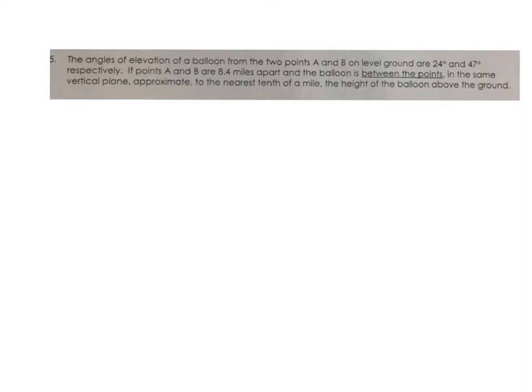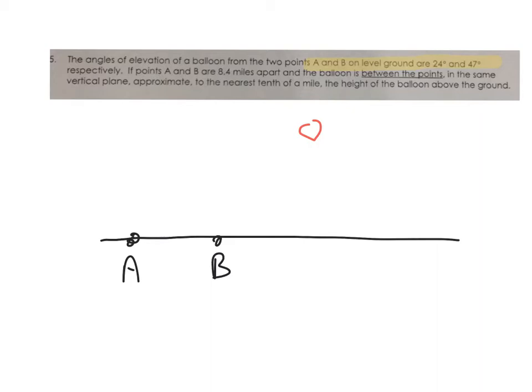Problem 5: the angles of elevation of a balloon from 2 points A and B on level ground are 24 degrees and 47 degrees. A lot of times when you read these questions, you'll start to draw your diagram, so I'm going to do that. I have my balloon up in the air, and then I have 2 points on the ground, A and B, and it says the angles of elevation, so those are the angles along the bottom, are 24 degrees and 47 degrees. So this kind of looks like what you have going on.